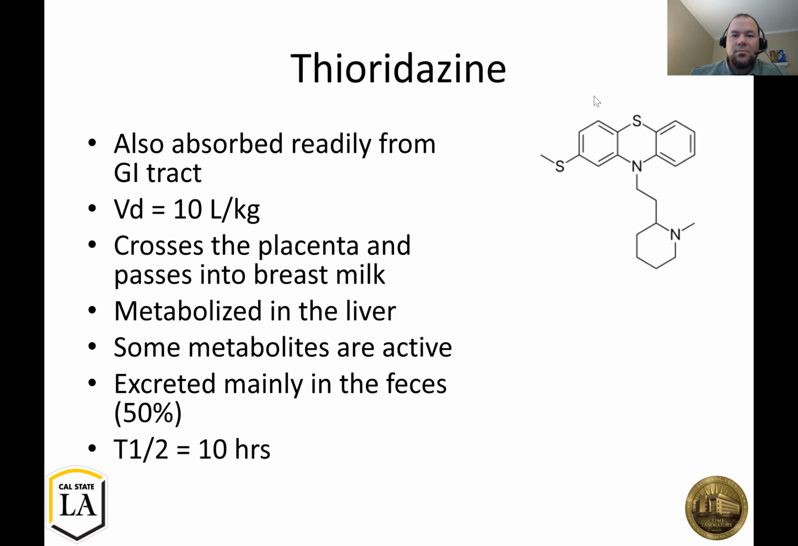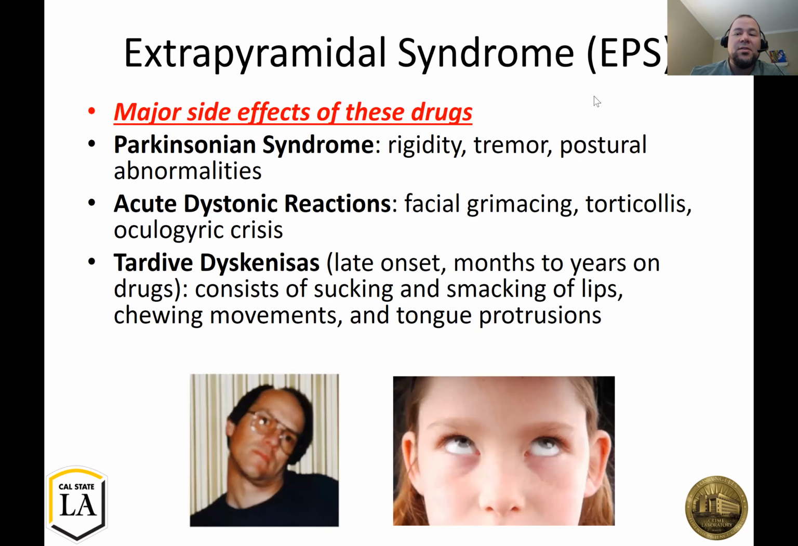So thioridazine is another one in the class. Again, these are some of the earlier medications that can produce pretty severe EPS, or extrapyramidal syndrome. So these are major side effects of the drug. They can create these Parkinsonian syndromes of rigidity, tremor, and postural abnormalities. You get acute dystonic reactions like facial grimacing, torticollis, and oculogyric crisis. There are also tardive dyskinesias, which have a late onset from months to years.